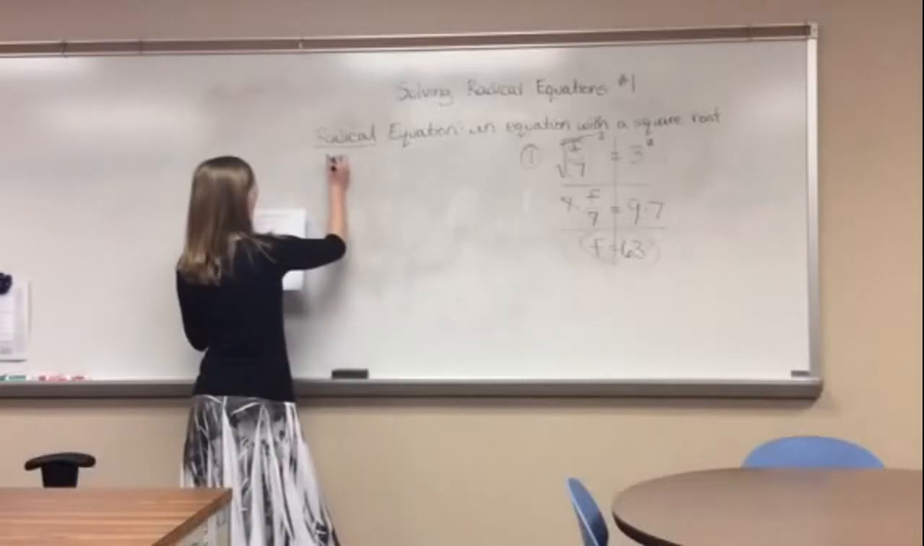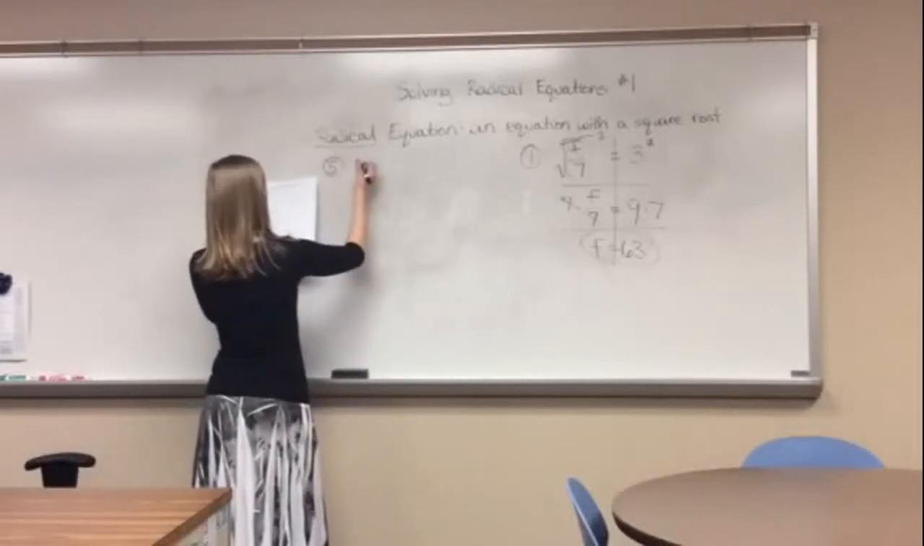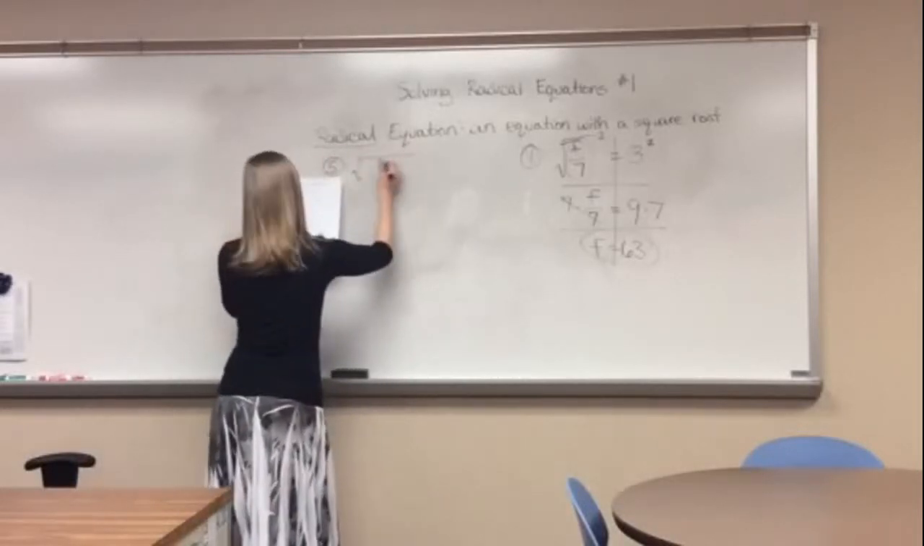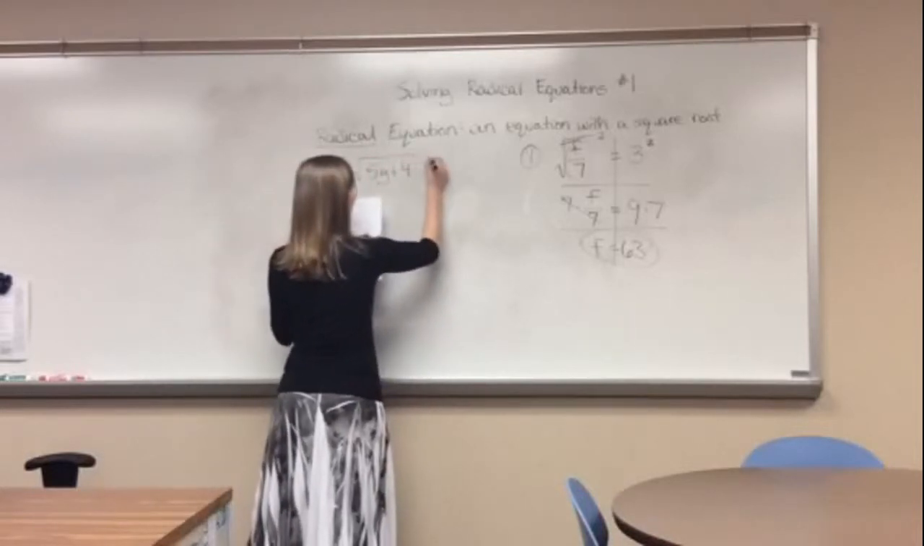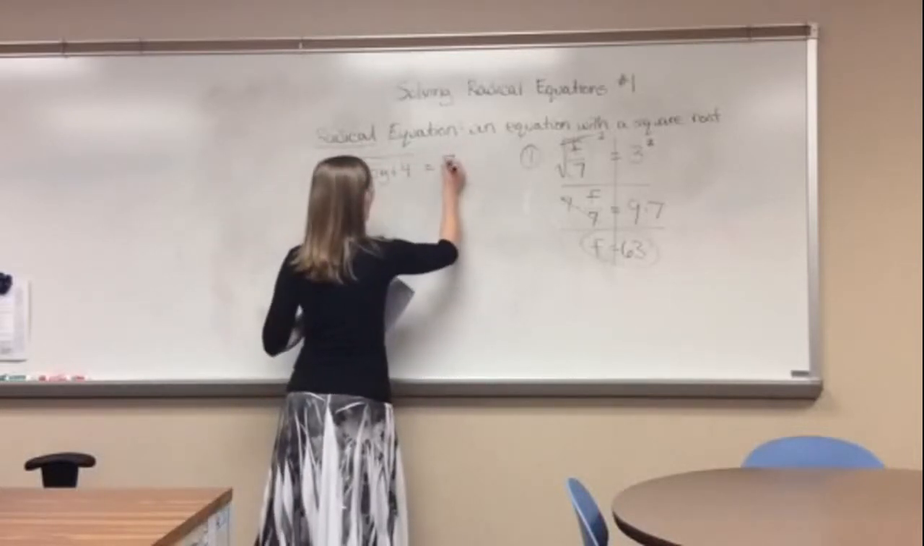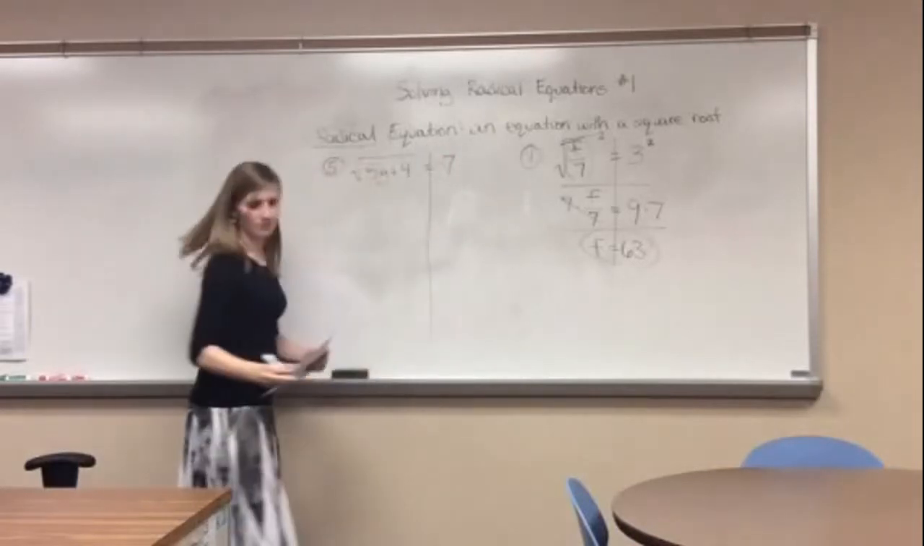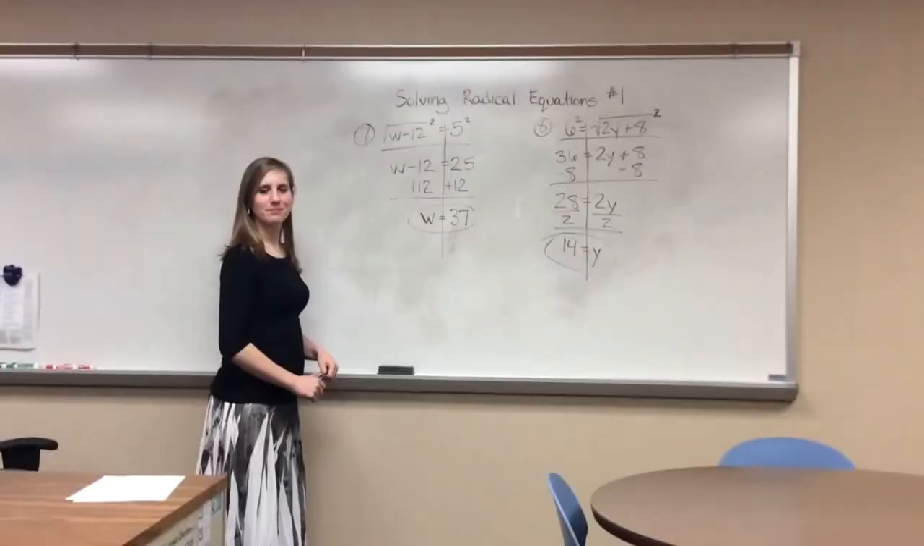All right, number 5. Our problem is the square root of 5g plus 4 equals 7. Again, think of the parentheses.